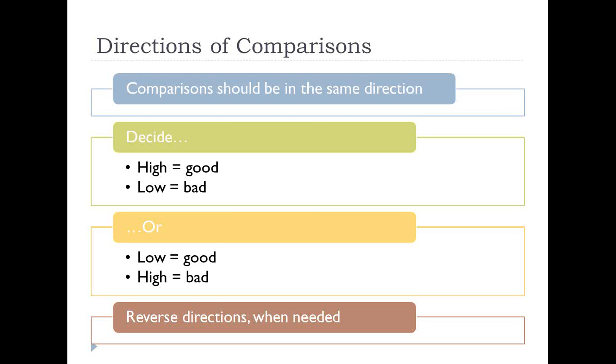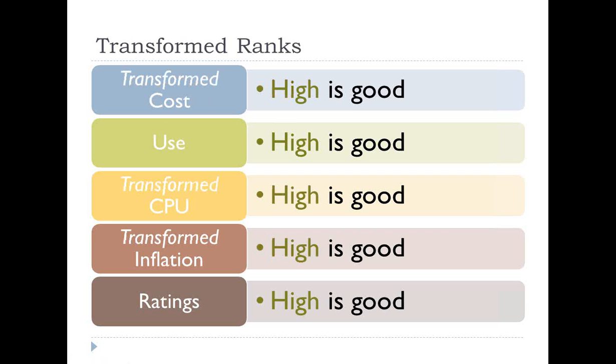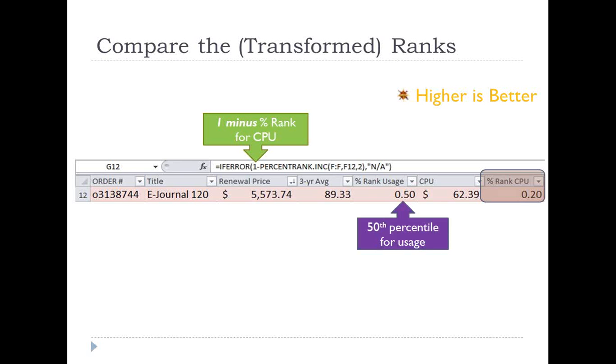And since we intuitively think of higher as better, we decided to do that. So in this case, for use and ratings, high is better. But for all the other criteria, low is better. So we had to transform cost, CPU, and inflation so that when they're ranked, they're all in the same direction. And transforming is really simple. For transforming ranks, all you have to do is subtract it from 1. So we took the percent rank for cost per use and subtracted it from 1. So 1 minus 0.8 equals 0.2. It's still in the 50th percentile for usage, but it's in the lowest 20th percentile for cost per use. It's the worst. So if you think lower is worse, it's in the 20th worst percentile.